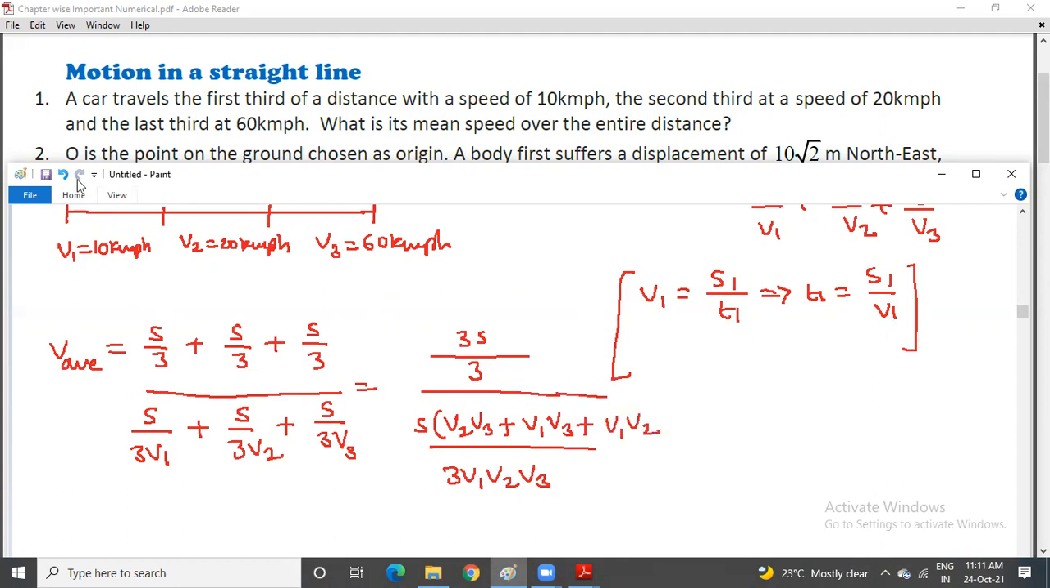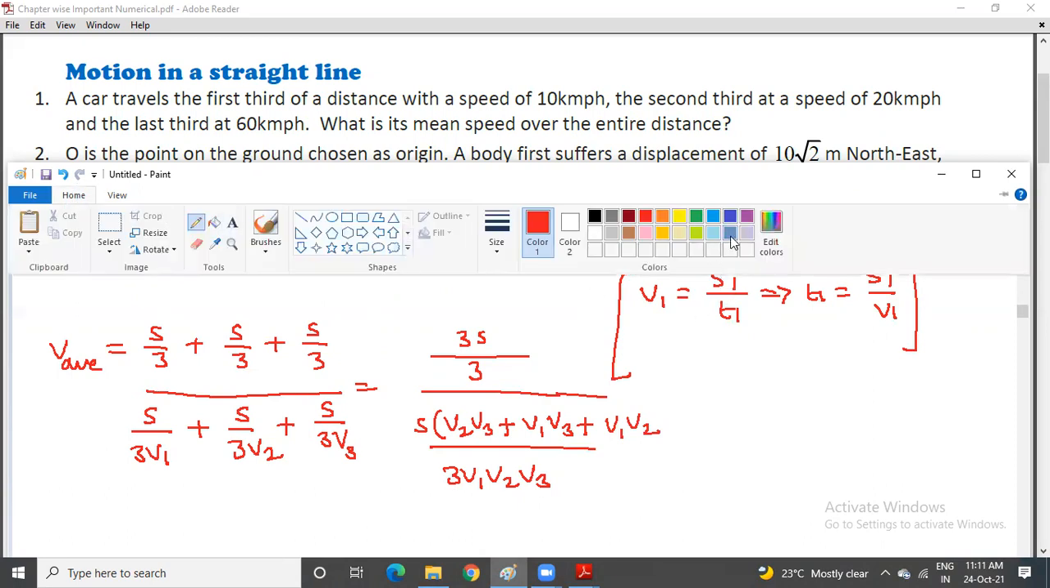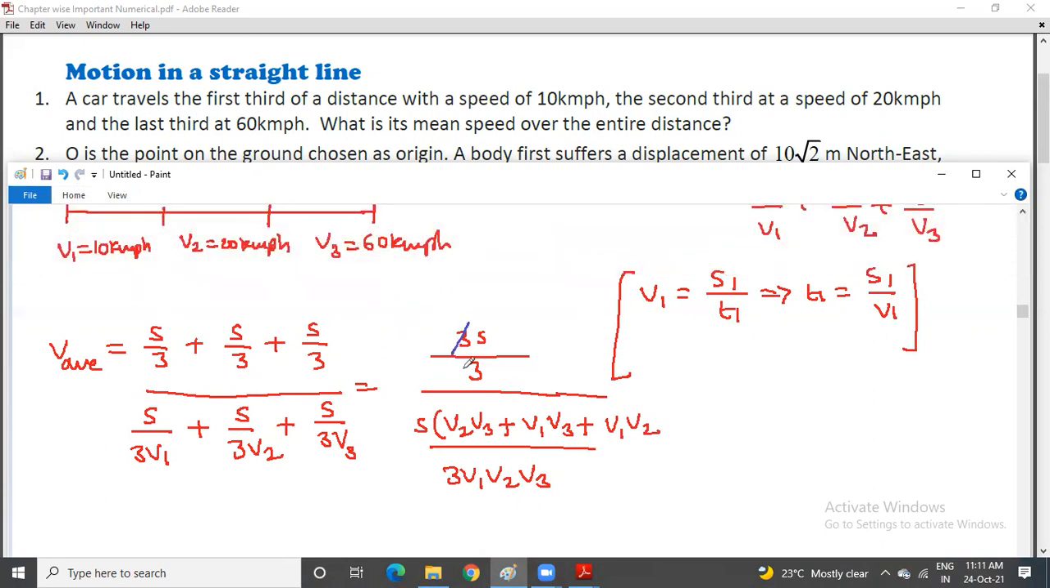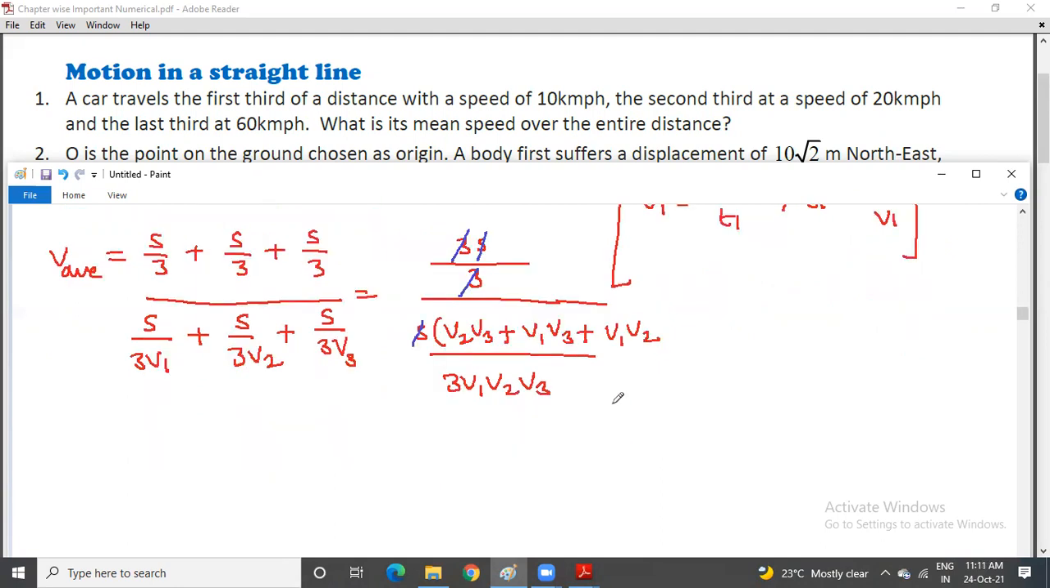So after that, you need to cancel. You need to cancel this 3 and 3. This S and S also get cancelled. Now you need to write the equation as V average is equal to 3V1V2V3 by V2V3 plus V1V3 plus V1V2.